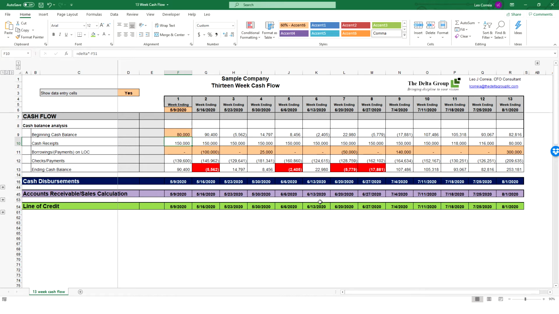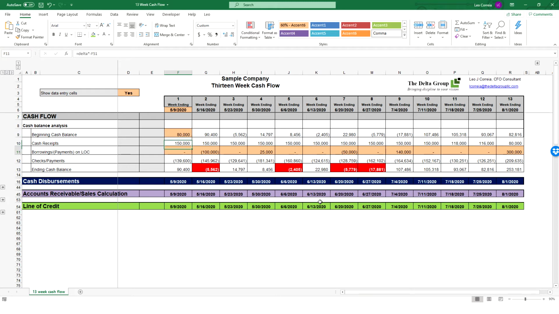So, as I start to look at this, we've used conditional formatting on the ending balance. And what it does is, as soon as a balance goes negative, it clearly jumps out at us and basically tells us, hey, we need to do something about this.